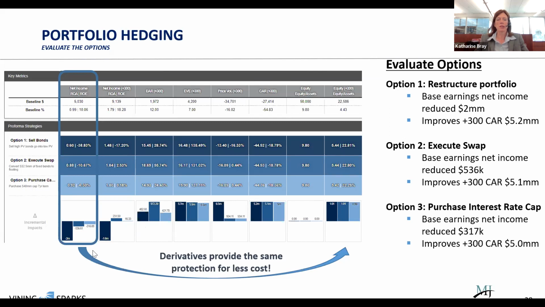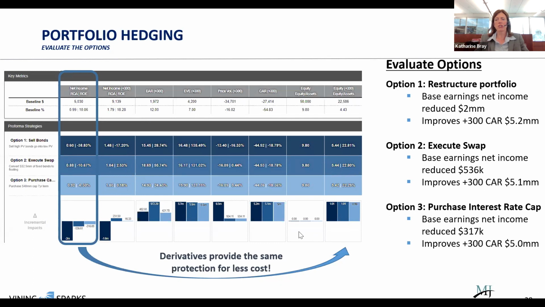Now, does that cost me something? Yes, in the base case scenario, it will. The fixed rate is higher than the current floating rate. So in the base case, it does. If rates don't move at all, it's going to cost about $536,000 annually, but it gave me that capital at risk improvement that I was looking for. Improved capital at risk, or reduced the losses I would have in my portfolio by about $5.1 million.